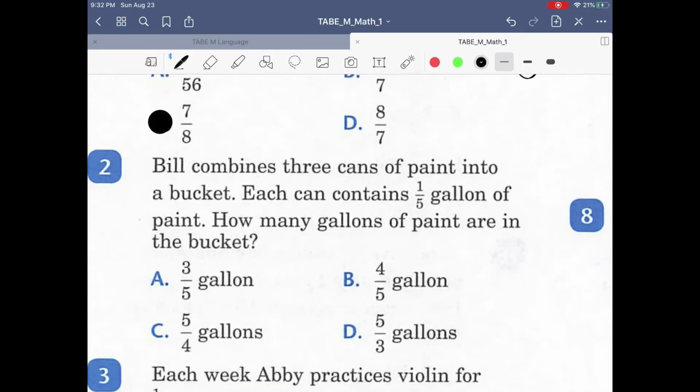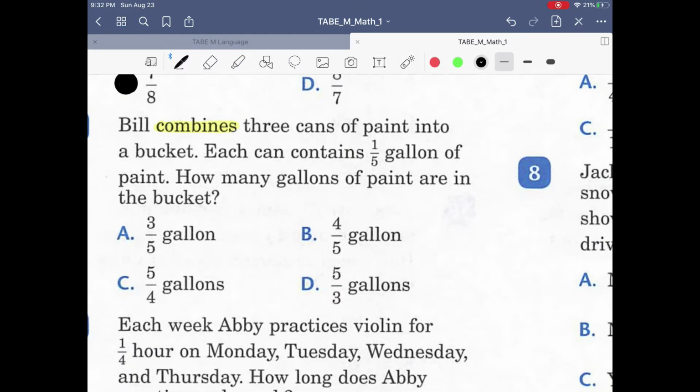Okay, next one, number 2. Bill combines 3 cans of paint into a bucket. Each can contains 1/5 gallon of paint. So how many gallons are in the bucket? Now there are 2 ways that you can do this, and I'm going to show you both of them. Combines indicates building up, so you could say 1/5 plus 1/5 plus 1/5.